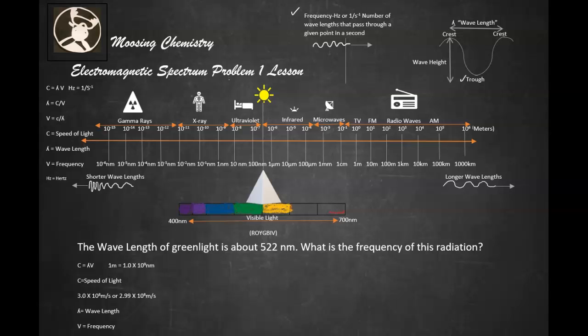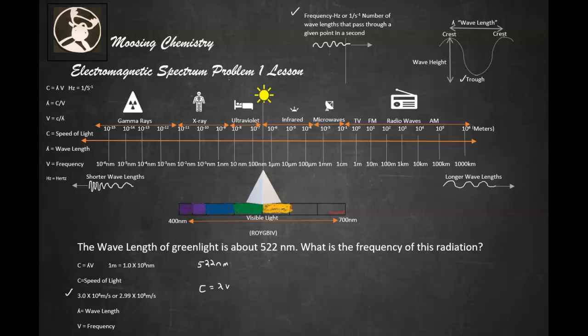All right, now given that, let's look at this. Okay, so what do we know? Well, we know we have 522 nanometers. So write that down, 522 nanometers. But we're going to be using the formula c equals lambda v, okay? So the first thing we have to do is convert nanometers into meters, because the speed of light right here is measured in meters per second.